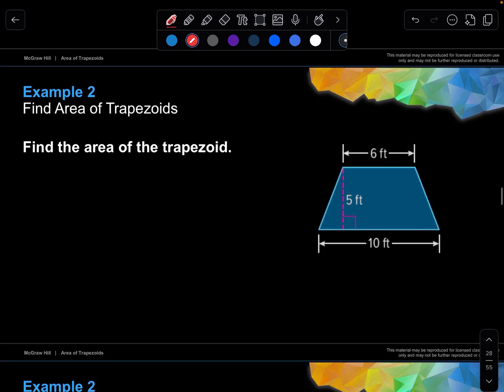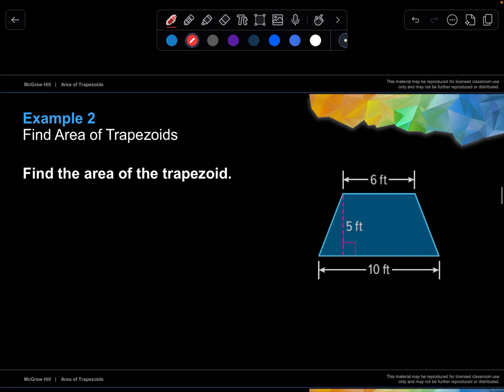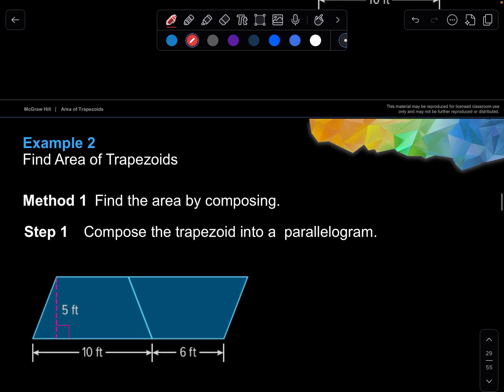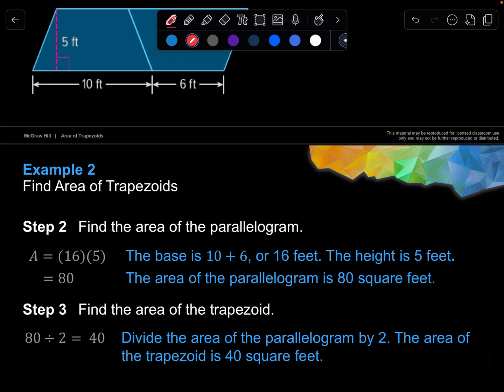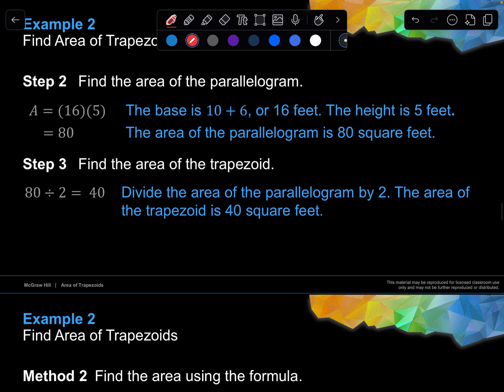Okay. Now, let's find the area of the trapezoid. Let's look at example 2. This would be on page 455 of your textbook. My two bases are 6 feet and 10 feet long. Let's see if I do this using two methods. Composing the trapezoid into a parallelogram. My parallelogram has a side of 16 feet. The area is 16 times 5. So the area of a trapezoid is 80 divided by 2, which is 40. The way I got 80 was 16 times 5.